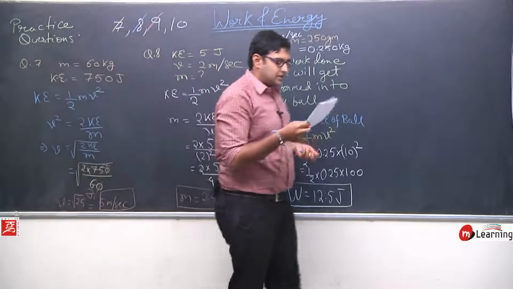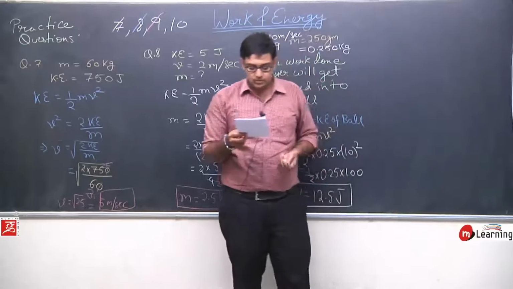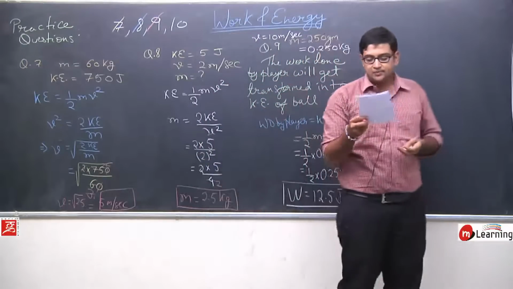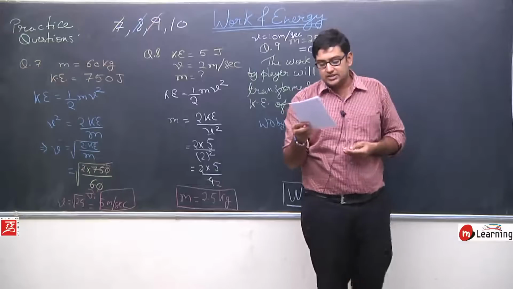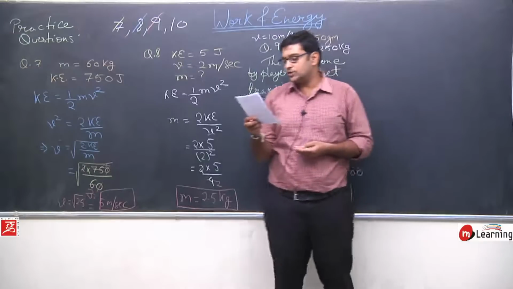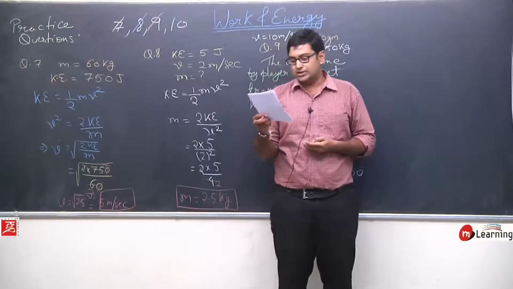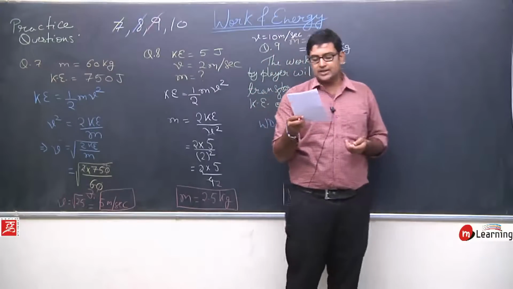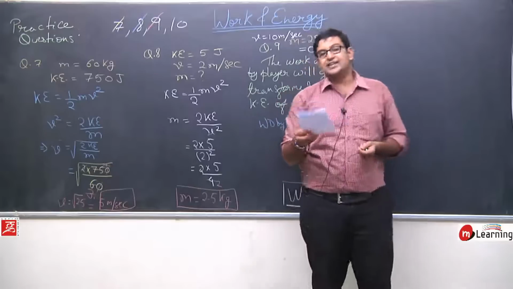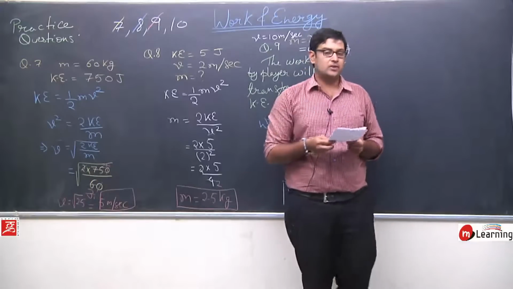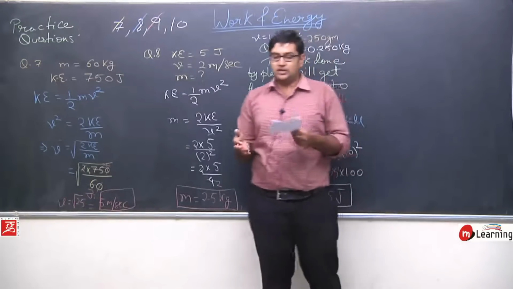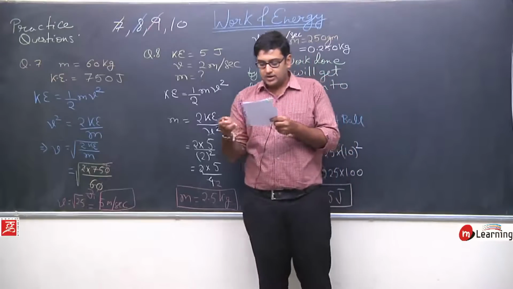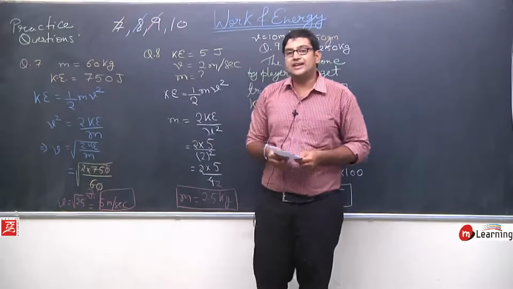Let's see question number 10. A body of mass 5 kg initially at rest is subjected to a force of 20 newtons. What is the kinetic energy acquired by the body at the end of 10 seconds? So it says that there is a body which is 5 kg of mass and it is subjected to a force of 20 newtons.